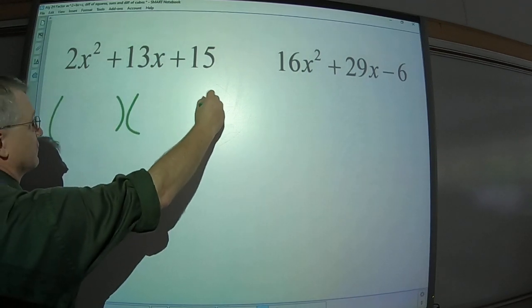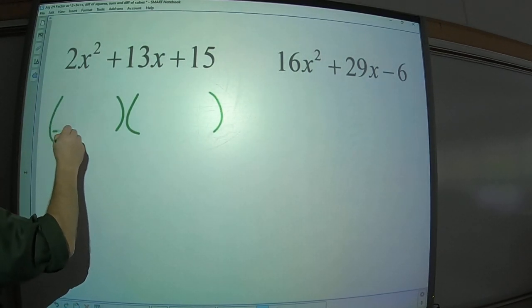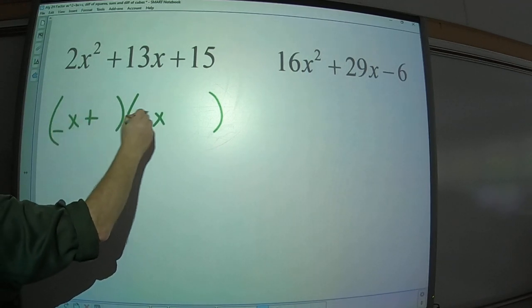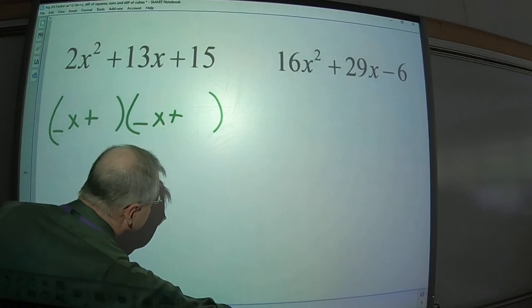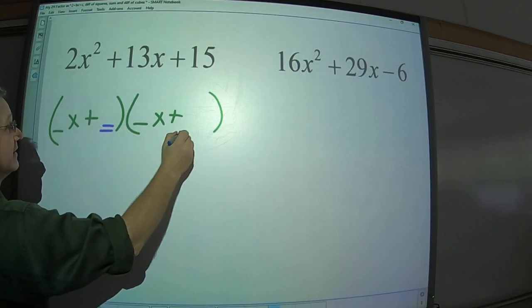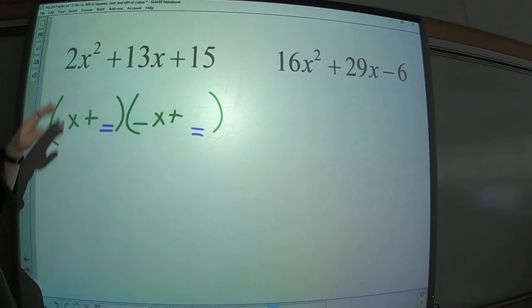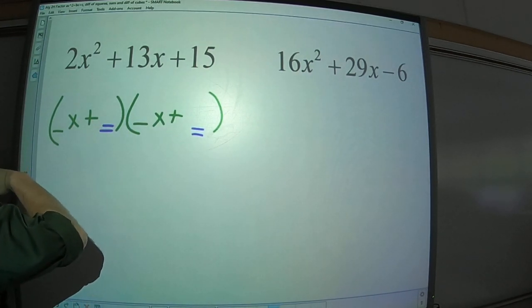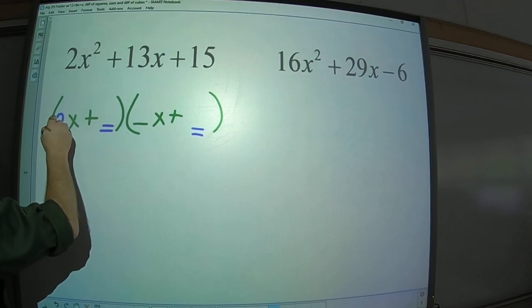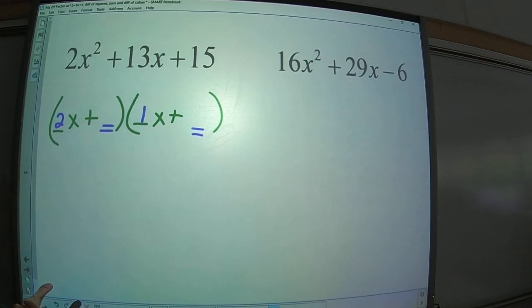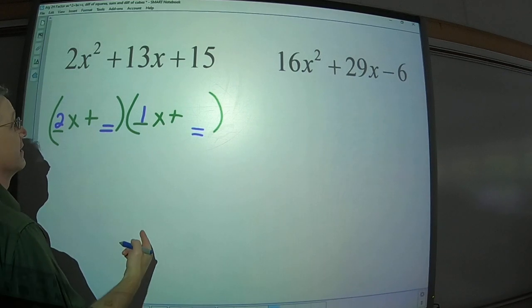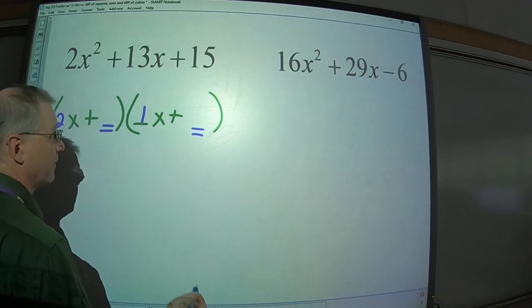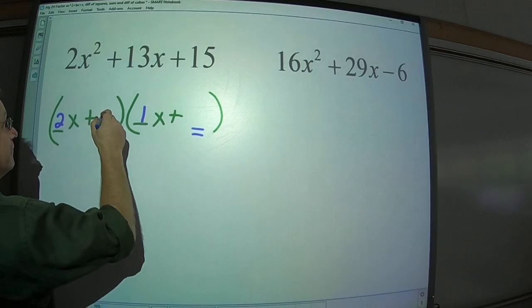I'm gonna try this one. I know I'm gonna have to have something times x, plus and plus, and a pair to multiply to give me 15. Well, 2x squared, there's only one option, 2 and 1, and because they're both plus, it doesn't really matter whether I put the 2 first or 1 first, but 2 and 1. 15: 1 and 15, and 3 and 5 are our options. So I'm gonna plug in, let's see, 3 and 5 just to try it.